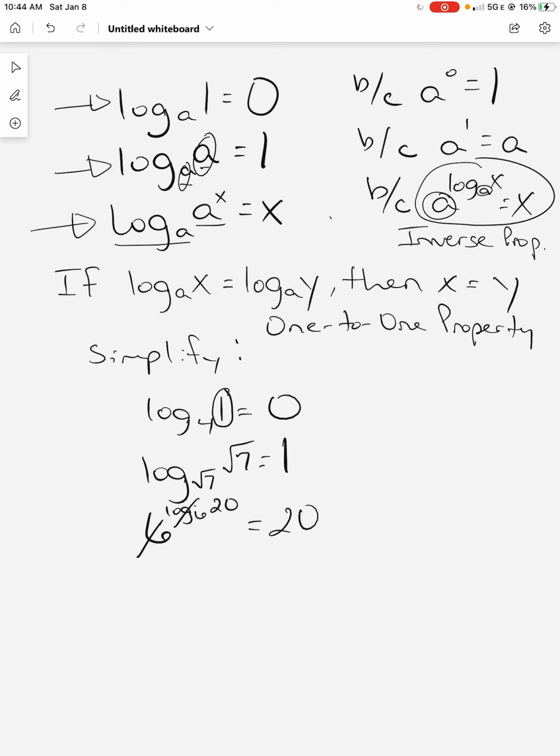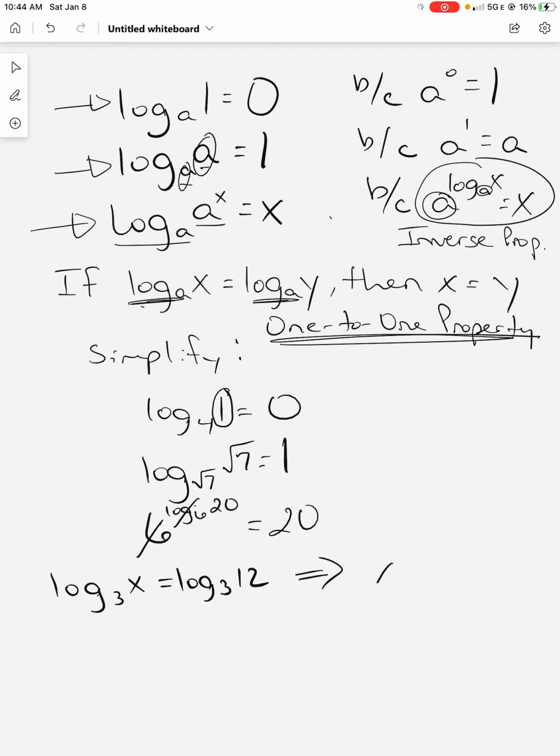Now let's look at some equations that we could use these properties for. If we have log base 3 of x equals log base 3 of 12, well, this one's pretty simple with our one-to-one property. If the log and the base are the same, then we can just drop them and we have x equal 12.